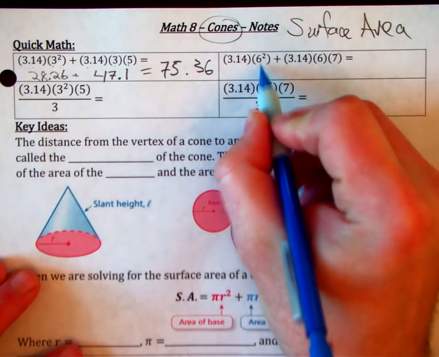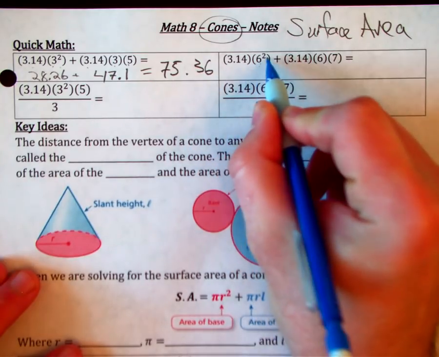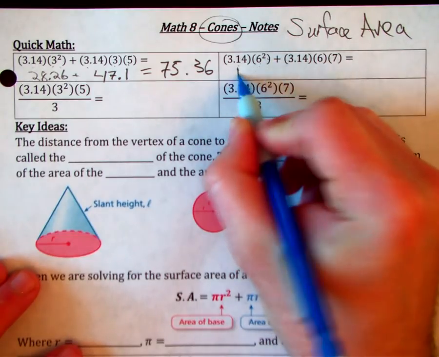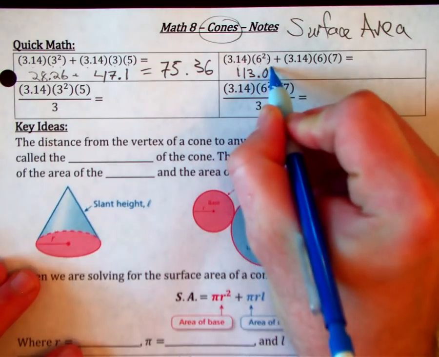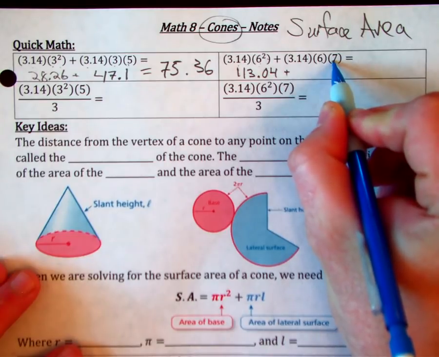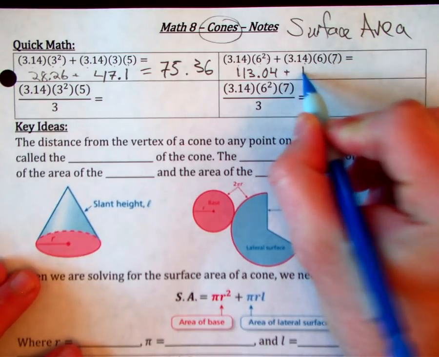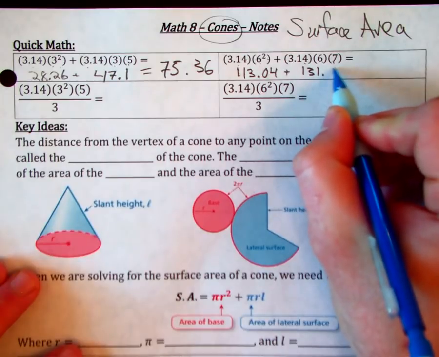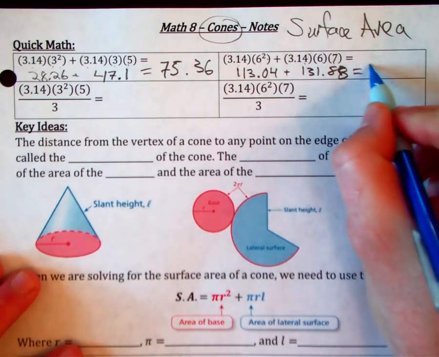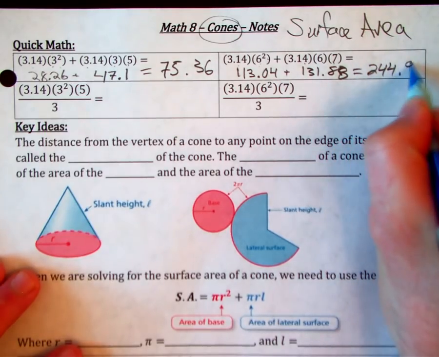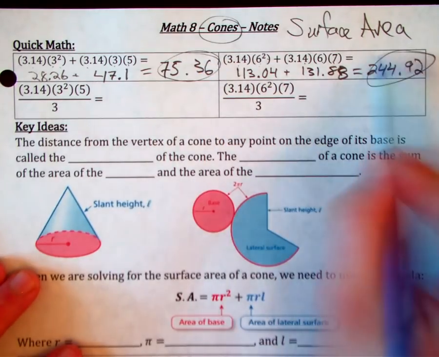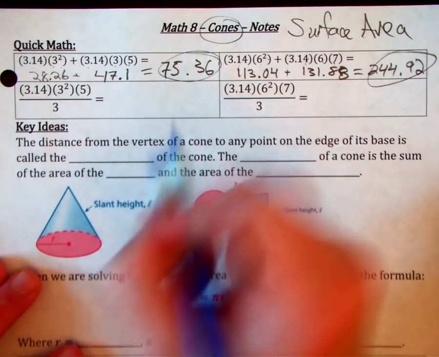So let's do 6 times 6 is 36, times 3.14 is going to be 113.04. Let's do 6 times 7 is 42. 42 times 3.14 is 131.88. Add those together, and so we have 244.92. All right. So far we have these two. Again, we're just doing some real quick, simple math, so we are good.